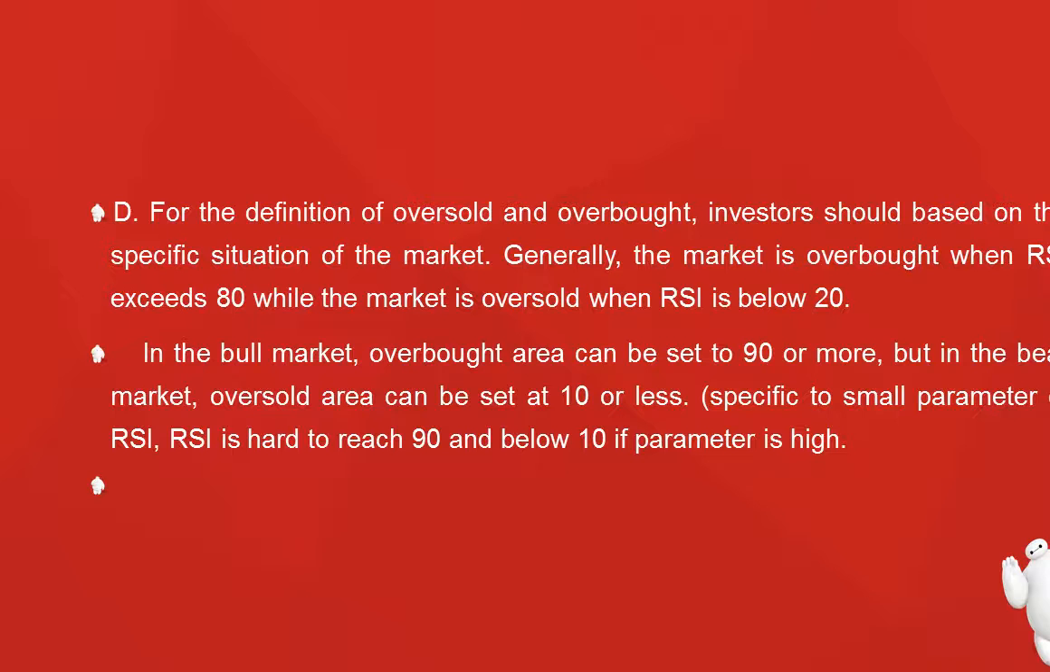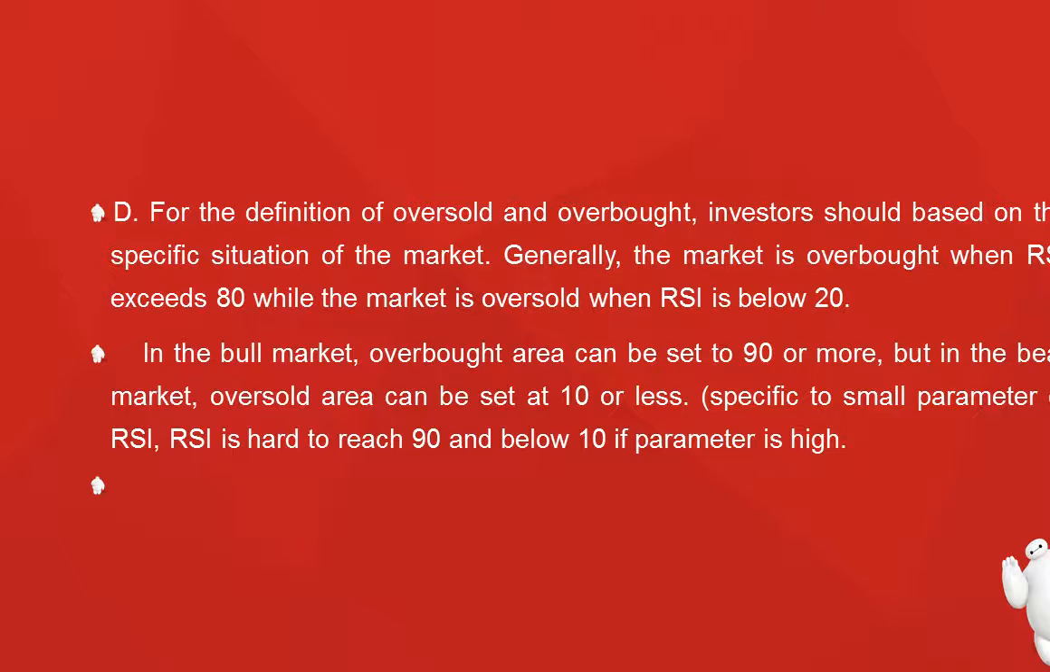For the definition of oversold and overbought, investors should base it on the specific situation of the market. Generally, the market is overbought when RSI exceeds 80, while the market is oversold when RSI is below 20. Okay? In the bull market, the overbought area can be set to 90 or more. If you see the market is good, the trend is strong, in an uptrend, the bull market, the overbought area can be set to 90 or more. So in the bull market, you can set the parameter to 90 to 100, not 80, okay?